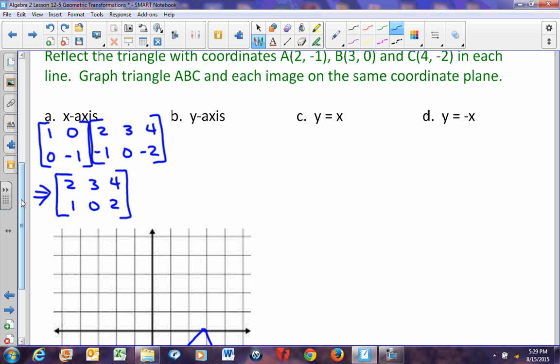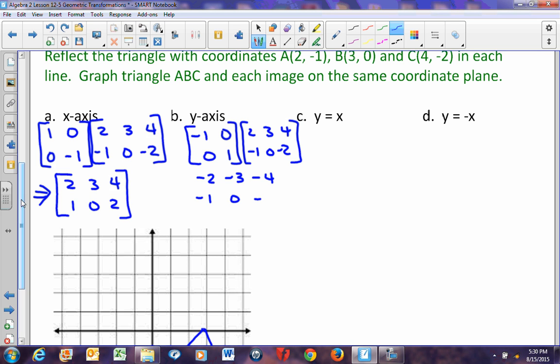Across the y-axis is negative 1, 0, 0, 1. So notice the only difference is where that negative 1 is. And again, we're going to multiply that by 2, 3, 4, negative 1, 0, negative 2. And when we do, we're going to get negative 2, negative 3, negative 4, negative 1, 0, negative 2.